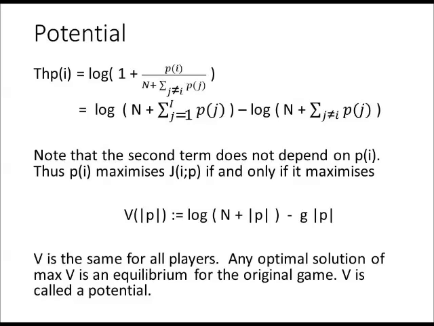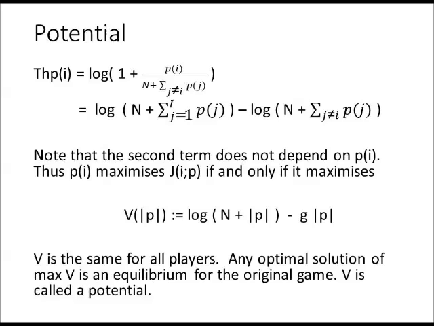So after these two operations, we obtain an equivalent problem of maximizing the difference between the logarithm of n plus the sum of p_j's, minus the product of g and the sum of p_j's. The interesting and important thing here is to note that this maximization is of a utility that no more depends on the player i. It is the same for all players.